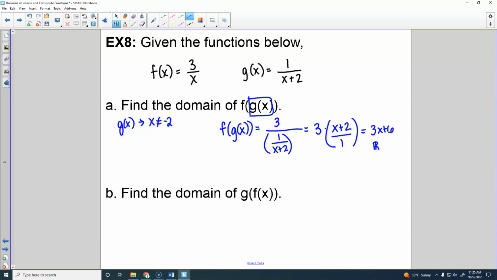we got to think about what g of x was, right? And it had a restriction that x could not equal negative 2. And if we put negative 2 in here for g of x, we'd get undefined, which means we get undefined for the whole thing. So even though we get all real numbers here, because g of x, x could not equal negative 2, our answer for the domain of f of g of x would be x cannot equal negative 2, or we could write it negative infinity to negative 2 and negative 2 to infinity.